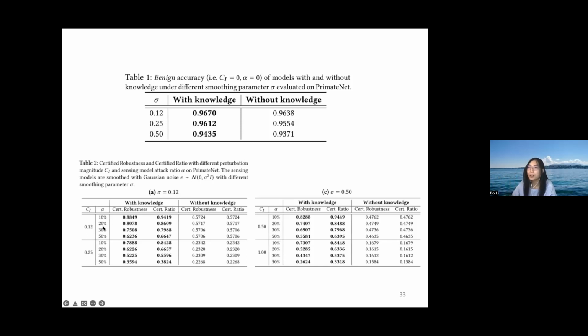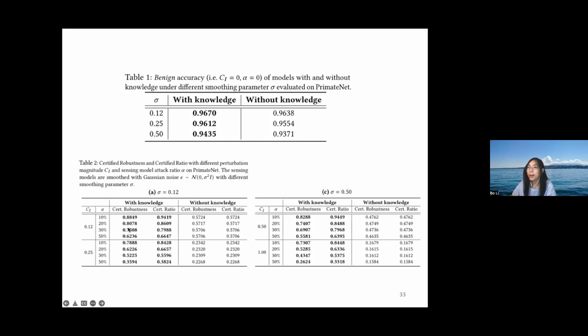And the alpha here shows what percentage of those sensing models we randomly attack. The certified robustness means the output is not only consistent before and after the attack, but also the same as the ground truth. The certified ratio means you only need to be consistent, and it doesn't matter whether it's the same as the ground truth or not. This is a standard benchmark, like the metrics.